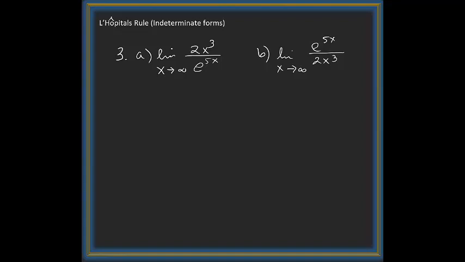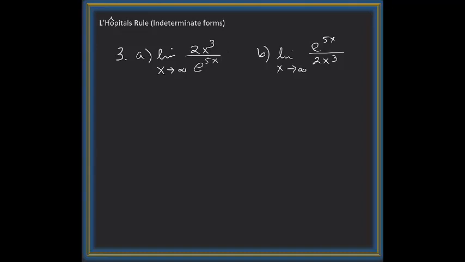I'm taking example number 3, two cases. As x approaches infinity, 2x to the 3 over e to the 5x. And another one is e to the 5x in the numerator, 2x to the 3 in the denominator. In this case, you can understand in a simple way. e to the 5x is an exponential function, so it increases exponentially. But the other one is a cubic function. So in this case, you see e to the 5x is increasing faster.